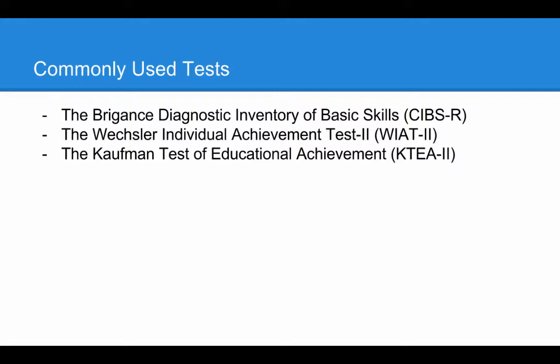Then there is the Wechsler Individual Achievement Test. It is a norm referenced test for ages 5 to 19. It's there to measure decoding, reading comprehension, and spelling. And then there is the Kaufman test, which is also a norm referenced standardized test that measures decoding skills as well as reading comprehension, spelling, and math. It's for K through 12.